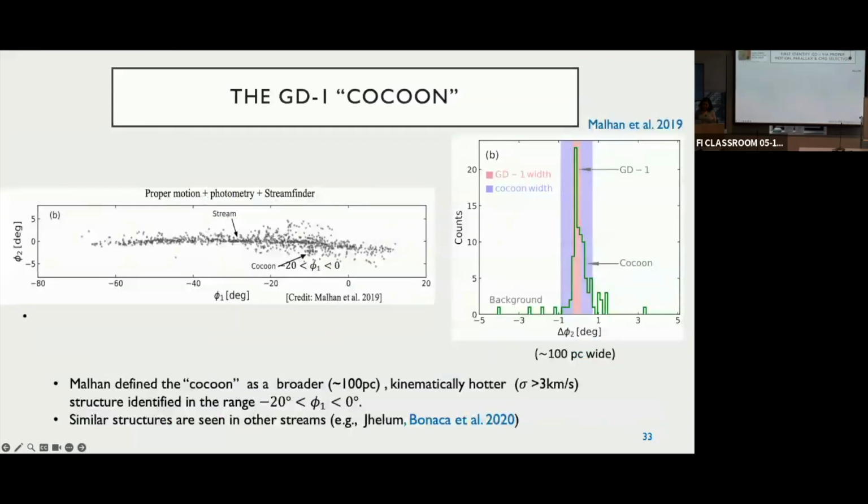In 2019, Khyati Malhan used something called StreamFinder, which is a method for predicting line of sight velocities and finding stream members.